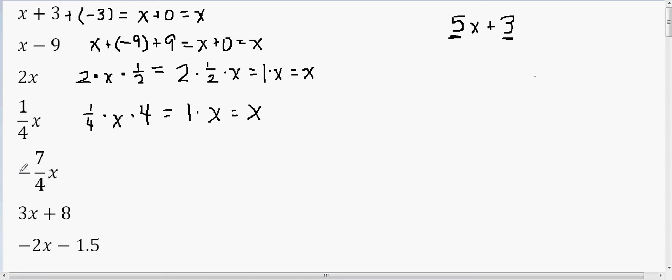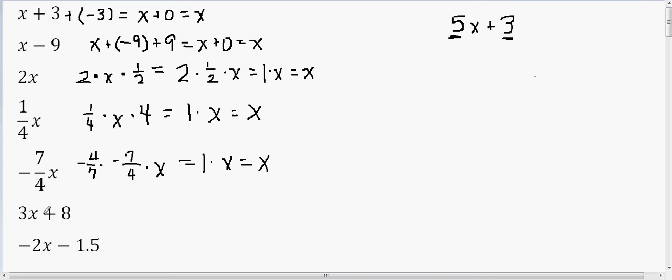Next, we have minus 7/4 x. We can once again add the understood multiplication sign back in, which gives us minus 7/4 multiplied by x. We can multiply this expression by the reciprocal of minus 7/4, which is minus 4/7. Then the multiplication of the two fractions gives us 1, and 1 times x is equal to x.